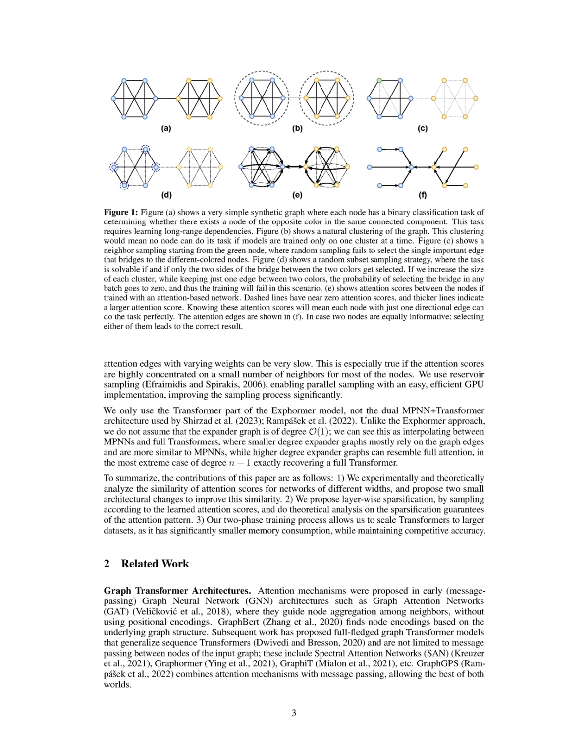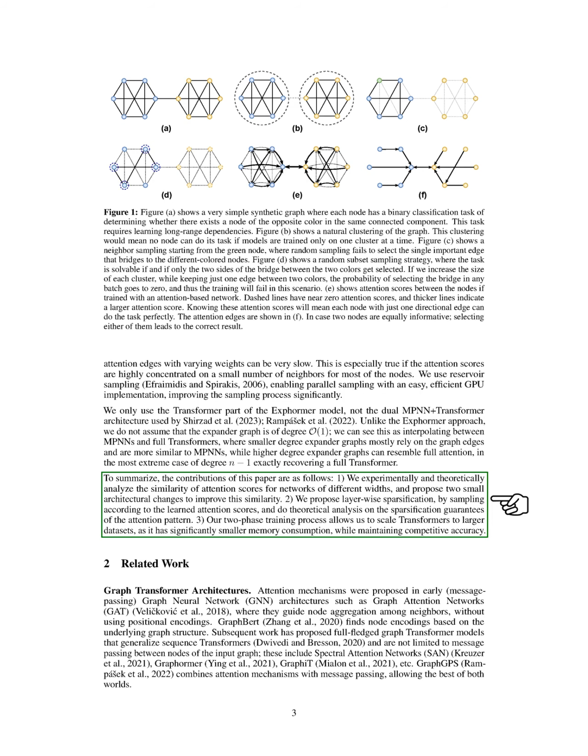Section Summary. In this section, we discuss the success of transformer models and the challenges of their high time and memory complexity, particularly in graph data. We propose a two-phase training approach that utilizes a smaller network to identify significant edges, allowing for layer-wise sparsification and reduced complexity, ultimately enabling the scaling of transformers to larger datasets while maintaining competitive accuracy.